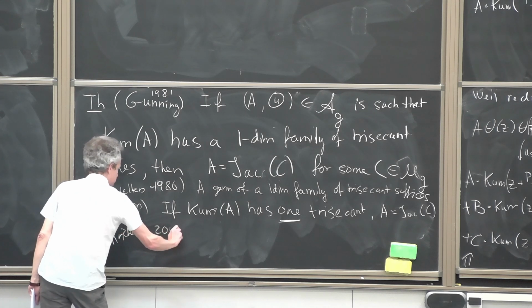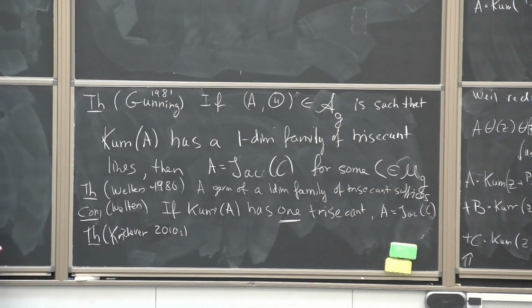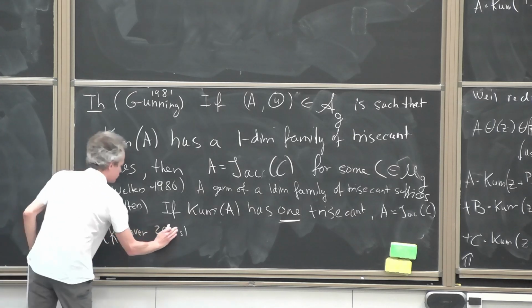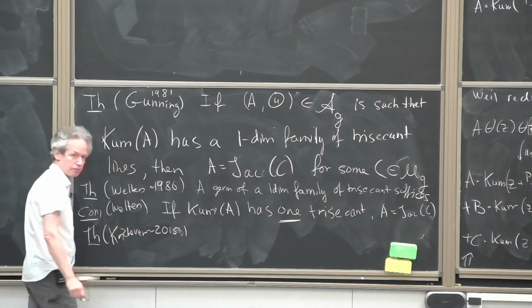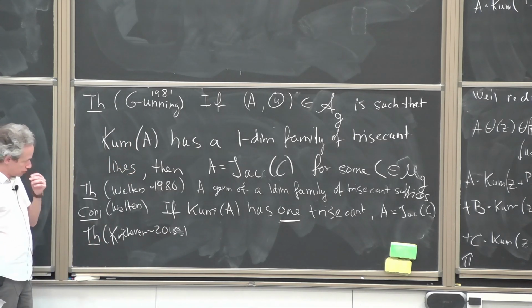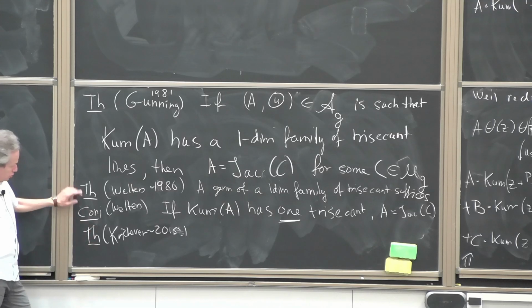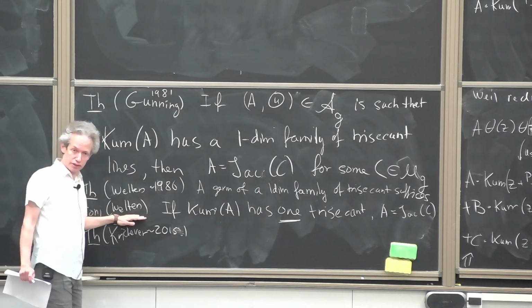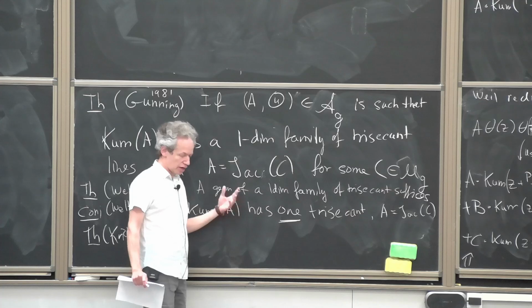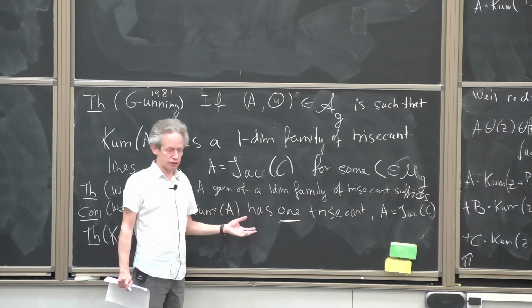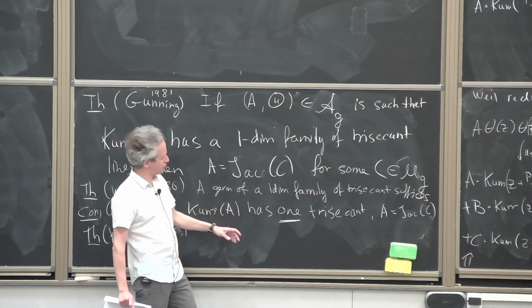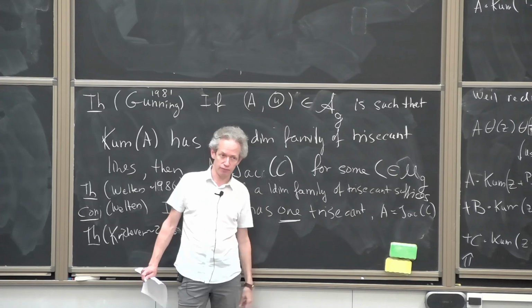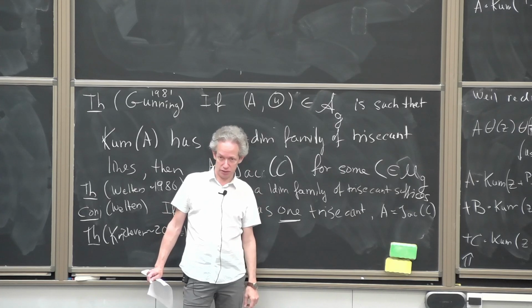Around, okay, maybe around 2015, depending on how you count time. Okay. So Krichever proved Welters' conjecture. He proved that if you have an abelian variety such that its Kummer image in projective space has one trisecant line, this abelian variety is a Jacobian. Okay.